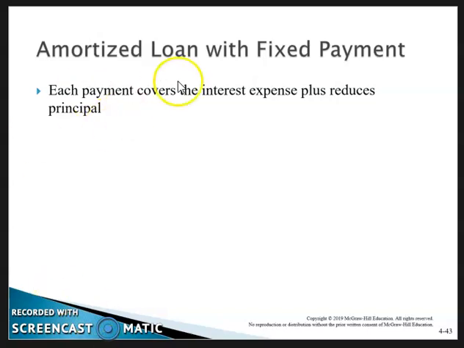Okay, so amortized loan with a fixed payment. This again is your car loan or your mortgage payment. Each payment covers interest expense plus reduces principal. A good example here: most people take out 30-year mortgages, which I highly recommend. I just recommend paying them off sooner if possible, because even at really low interest rates, you end up paying a considerable amount of money in interest.